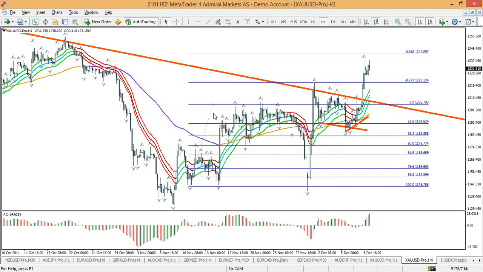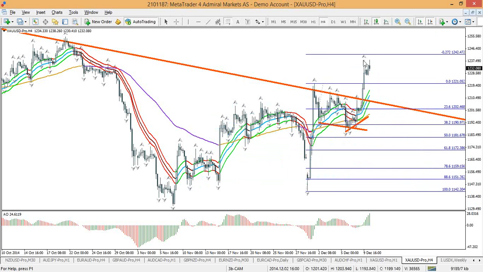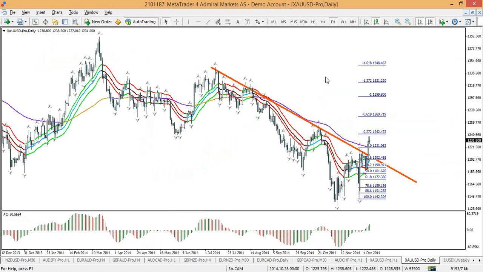And now approaching the -618 target, but this is actually not valid anymore. We have to put the fib from here to here. Getting close to the -272 target. That could still be a turning spot for gold, I would say. Let's take a look at the daily.